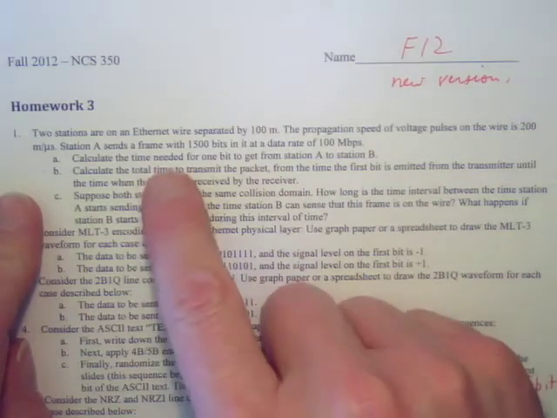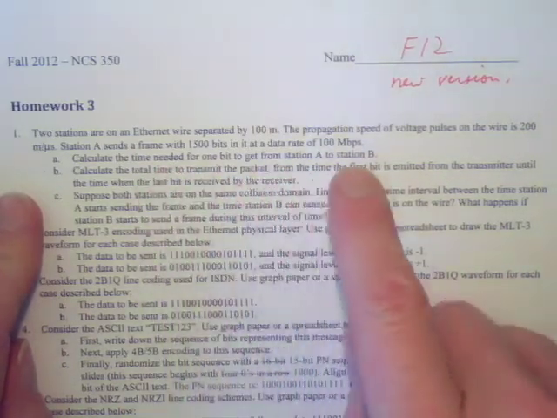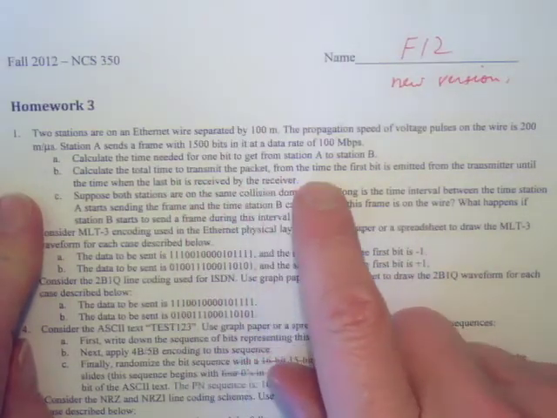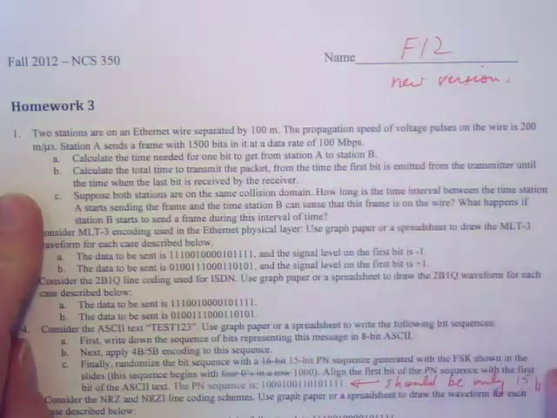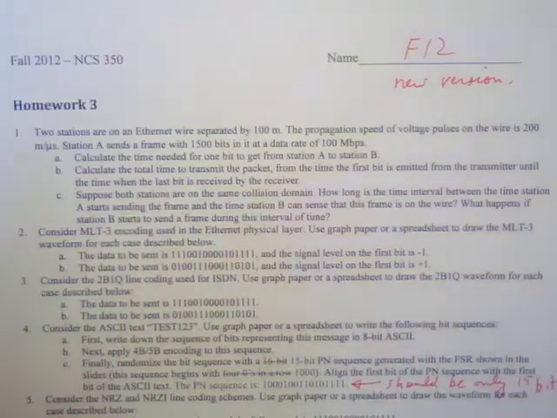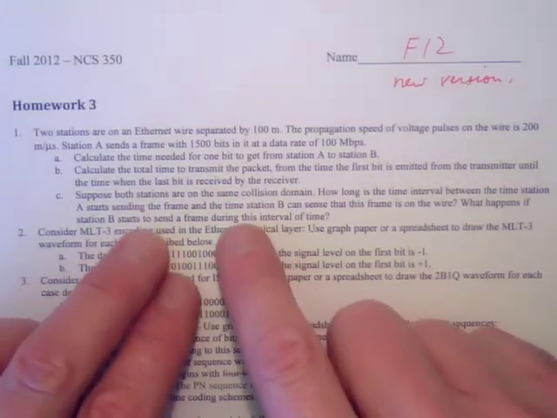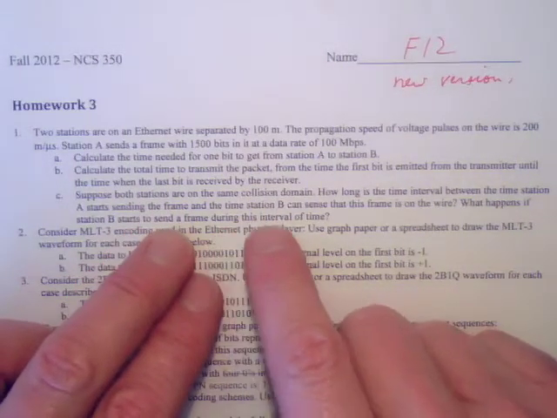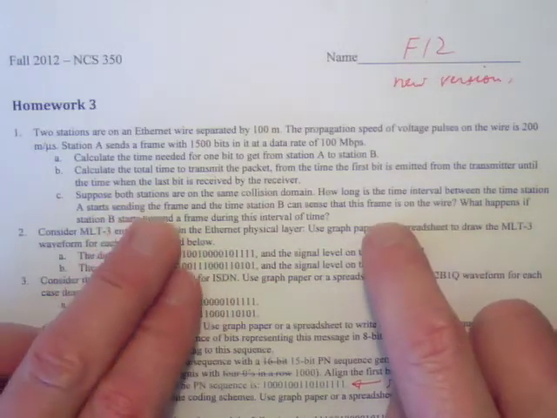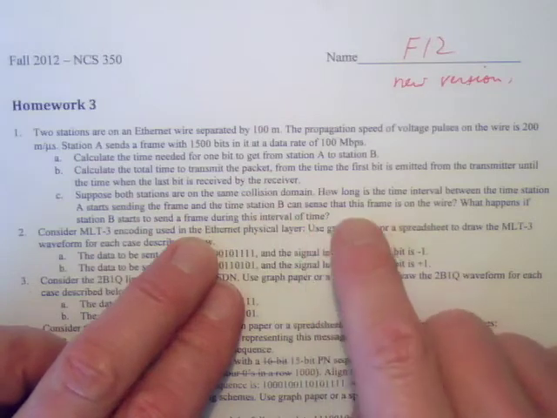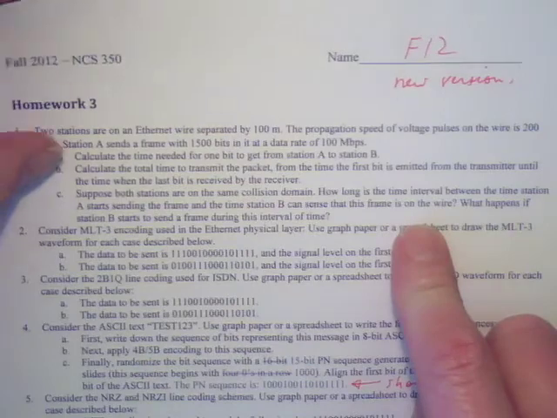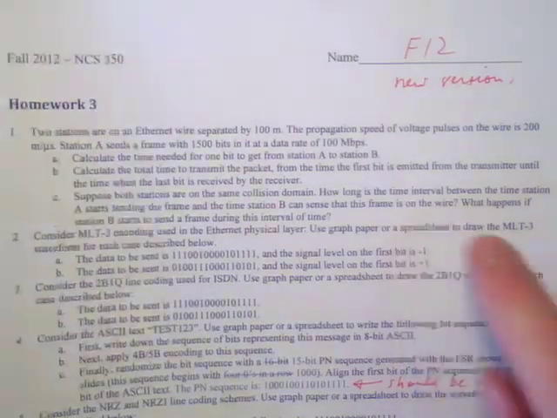So we need to calculate the time needed to get one bit from station A to station B, calculate the total time to transmit the packet from the time the very first bit is emitted from the transmitter until the time when the last bit is received by the receiver, and finally, suppose both stations are on the same collision domain, how long is the time interval between the time station A starts sending the frame and the time station B can sense that frame on the wire? What happens if B starts to send during that interval of time?